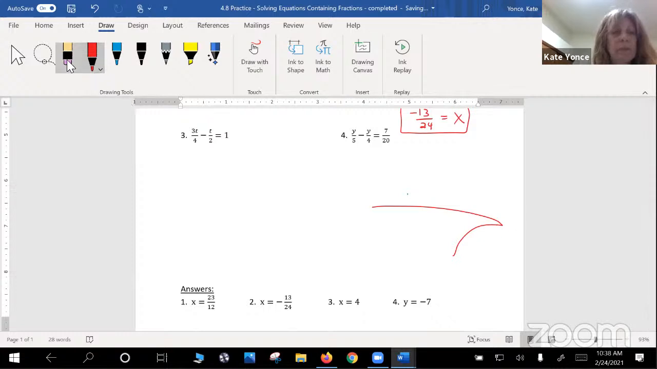All right. Next problem, which is number 3. Wait, so the answer is negative 13 over 24? Yeah, you can't reduce it anymore. If you could, you would, but you can't.